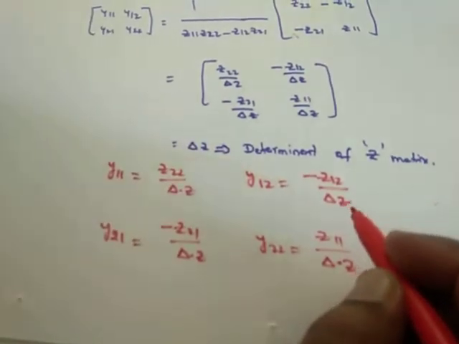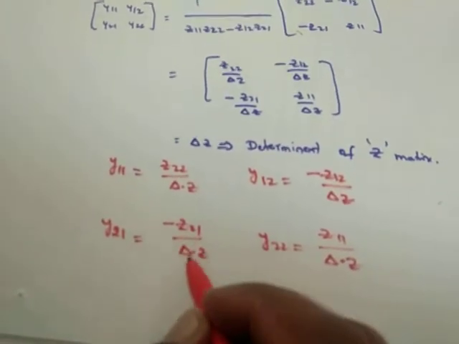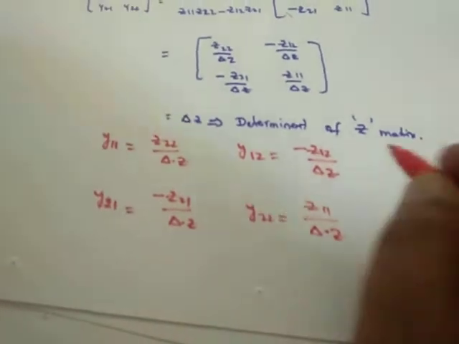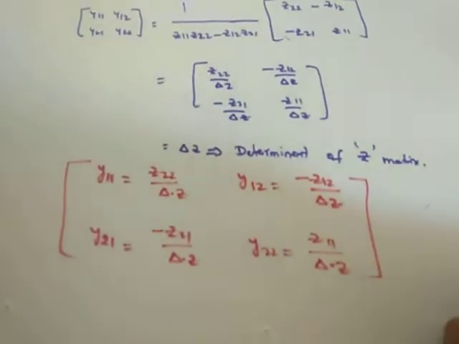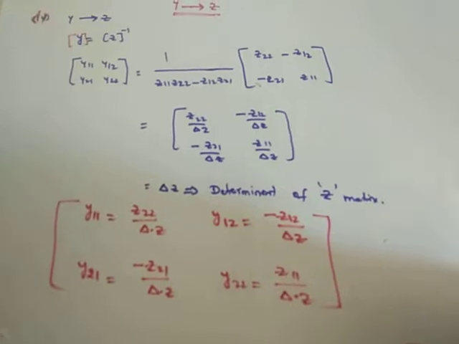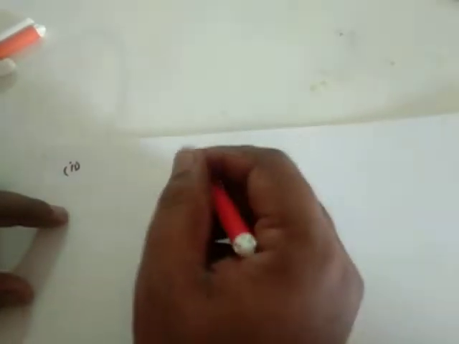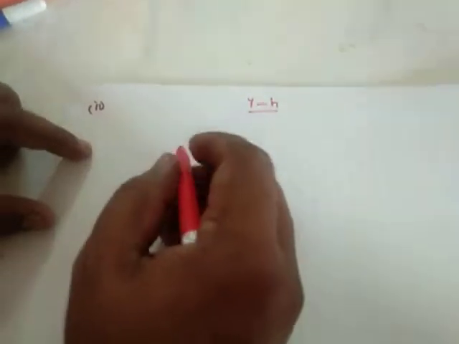Finally Y11 is equal to Z22 by delta Z, Y12 is equal to minus Z12 by delta Z, Y21 is equal to minus Z21 by delta Z. Similarly Y22 is equal to Z11 by delta Z. Like that we can express Y parameters in terms of Z parameters. Next we convert, second, express Y parameters in terms of H parameters.